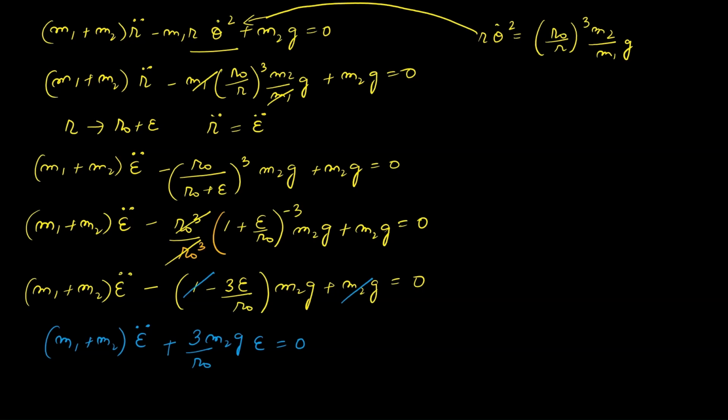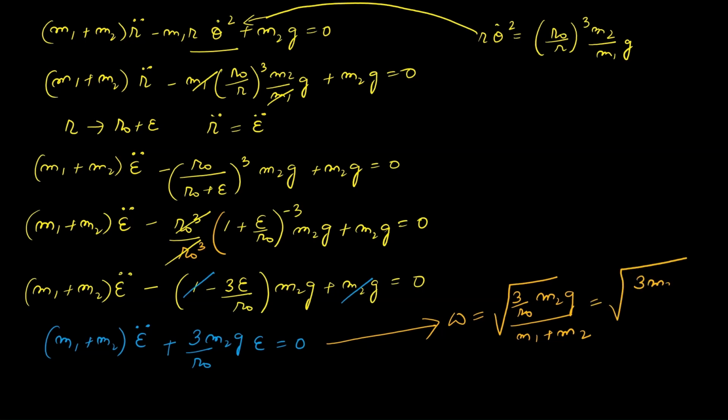Now we have the differential equation in terms of simple harmonic motion. So from here we can write omega is equal to root over 3 by R0 into M2G divided by M1 plus M2. You can simplify this as 3 M2G divided by R0 into M1 plus M2. So this is the frequency.